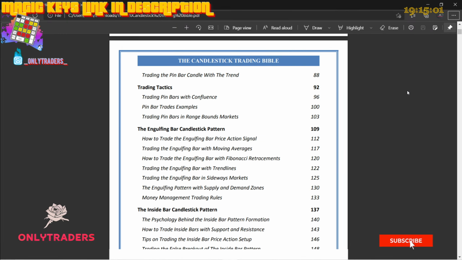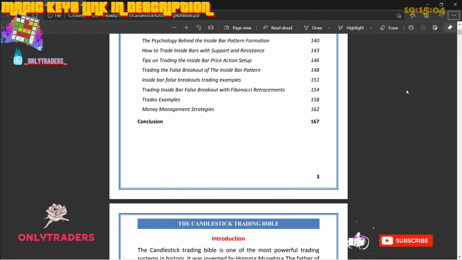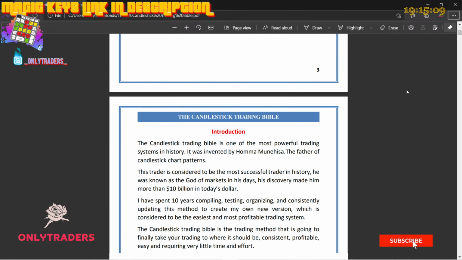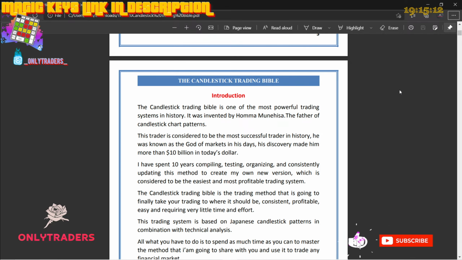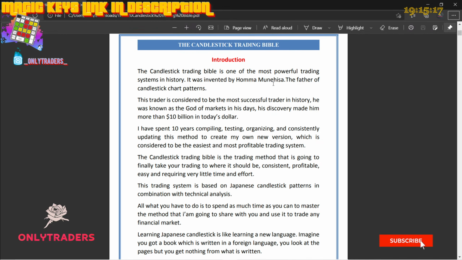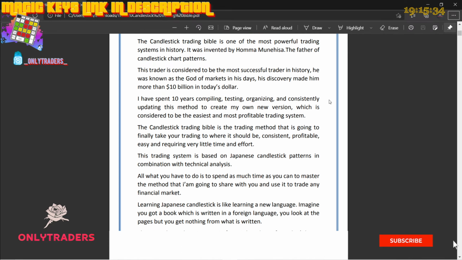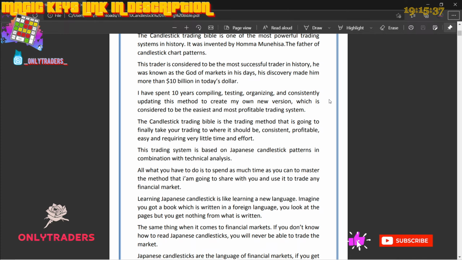So with that being said, let's go straight into the content and not waste any more time. We've got our introduction here: the Candlestick Trading Bible is the most powerful trading system in history. It's going to show you how candlesticks and candlestick patterns work. That's the main thing of this whole book, because when you're on the charts, all you're going to be seeing is candlesticks. So it's best you learn how to identify the different patterns and candles and what they mean.